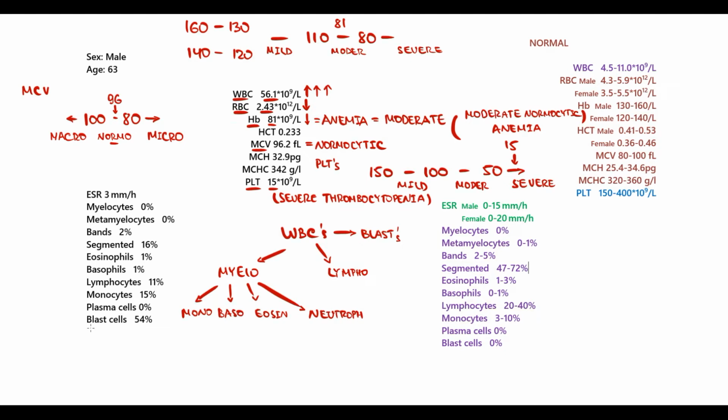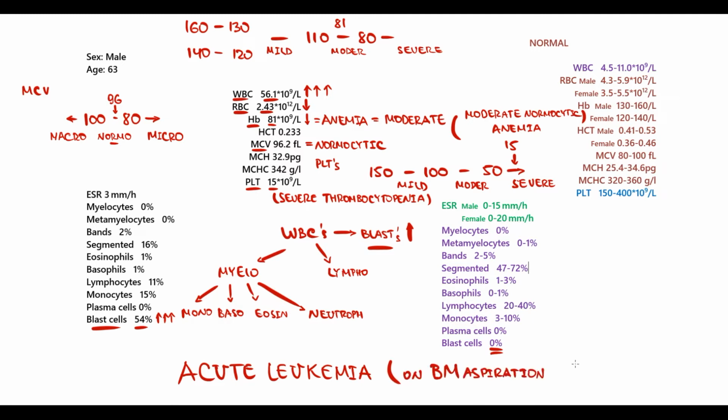The first cells that we are looking at are blast cells, because in normal state there are no blast cells in peripheral blood. And in this case, blast cells make up 54% of all white blood cells in peripheral blood, which is huge. And the condition with such a huge amount of blast cells in peripheral blood we call acute leukemia. To confirm the diagnosis, we should take bone marrow aspiration, and if on bone marrow aspiration the amount of blast cells is greater than 20% of all cells inside the bone marrow, it's acute leukemia for sure.